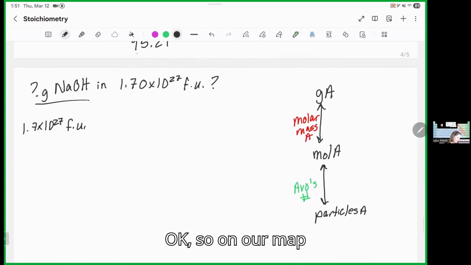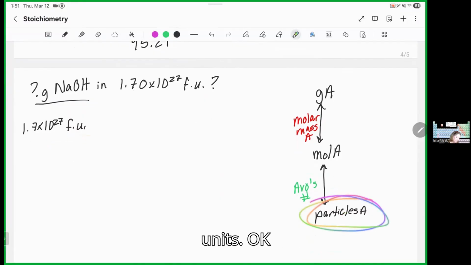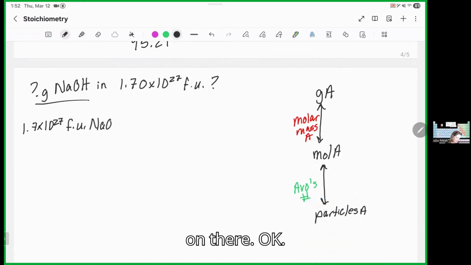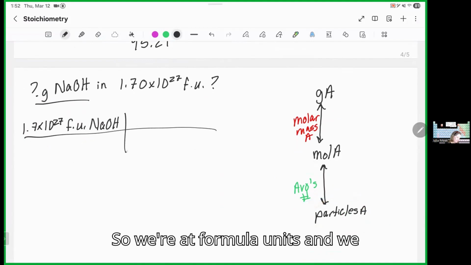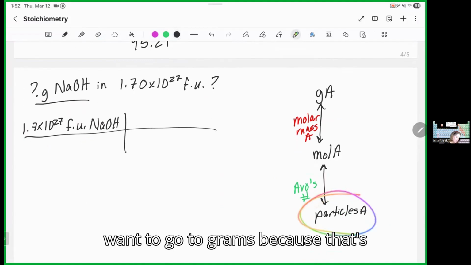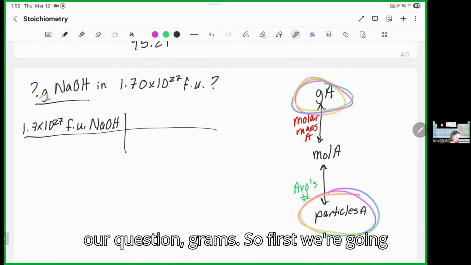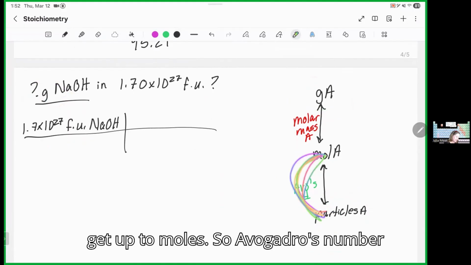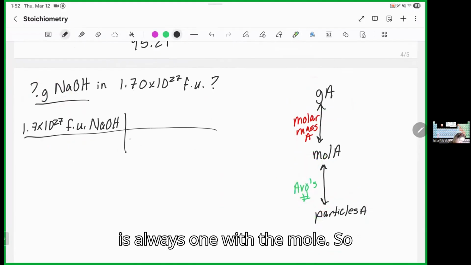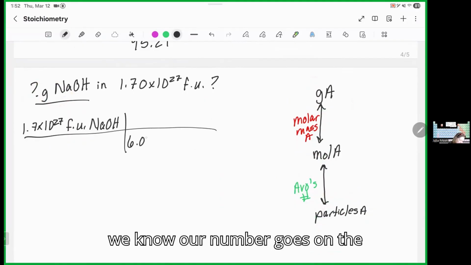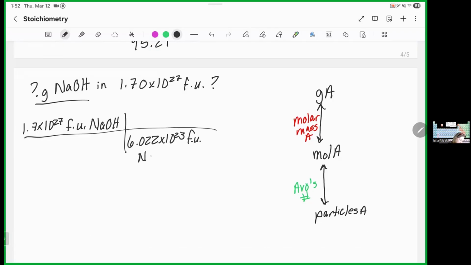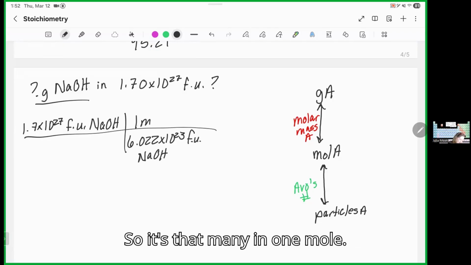Okay, so on our map here, we are at formula units. Oh, I forgot to put my sodium hydroxide on there. So we are at formula units, and we want to go to grams because that's our question. First, we're going to have to use Avogadro's number to get up to moles. Avogadro's number is always 1 with the mole, so we know our number goes on the bottom in order to cancel formula units. So it's that many in 1 mole.